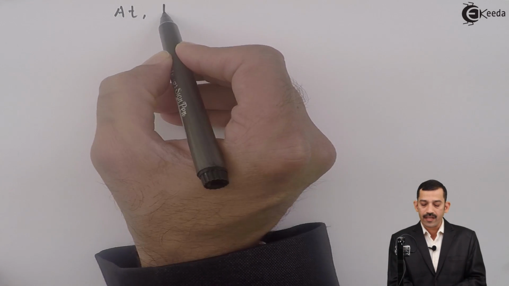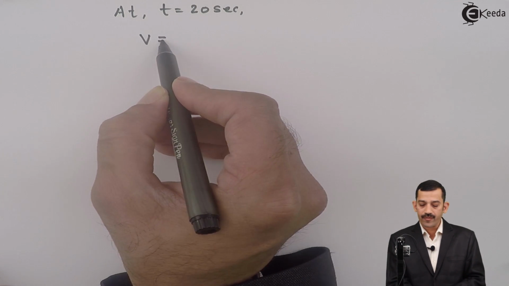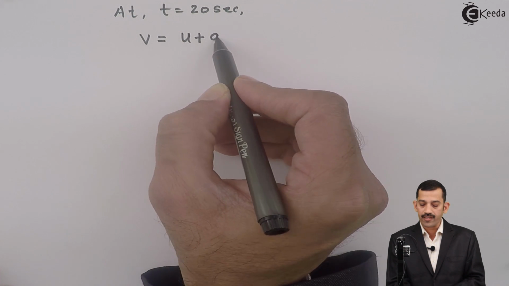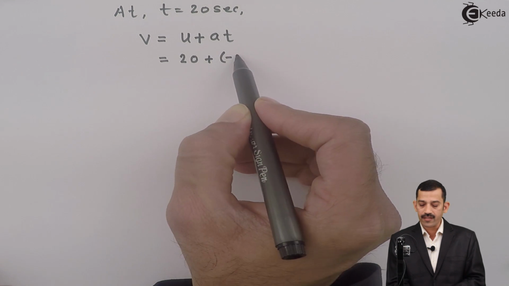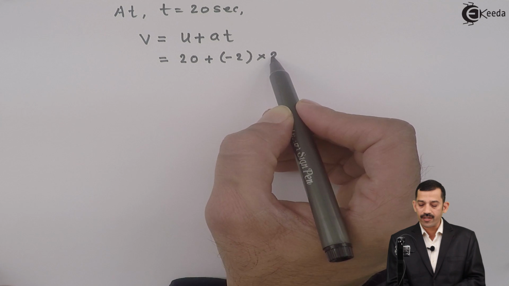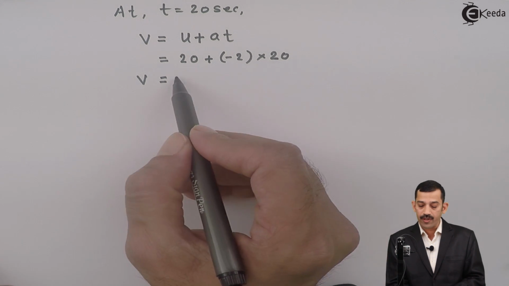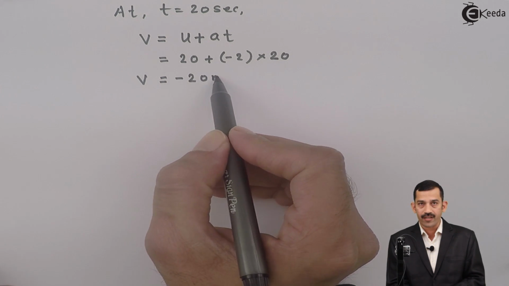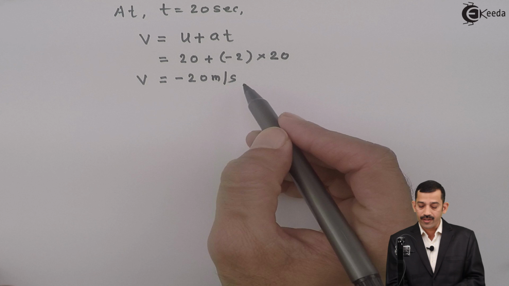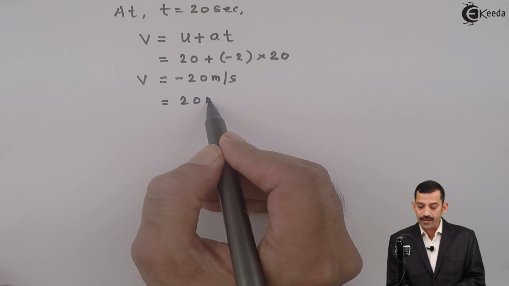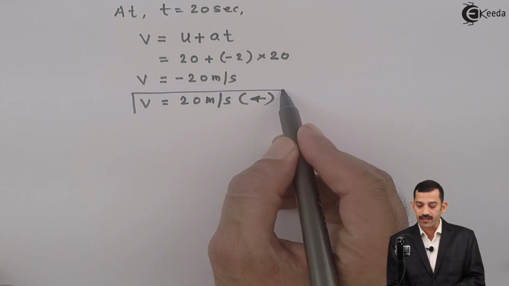At t equal to 20 seconds, if you want to find the velocity, use the equation u plus at: initial velocity 20 plus acceleration minus 2 into time 20. Velocity comes out to be 20 minus 40, which means minus 20 meters per second. The negative sign represents that the particle moves in the leftward direction. We will add the direction: 20 meters per second leftward. This is the first answer.